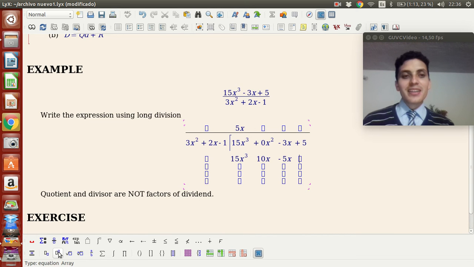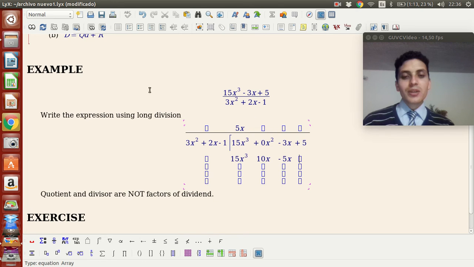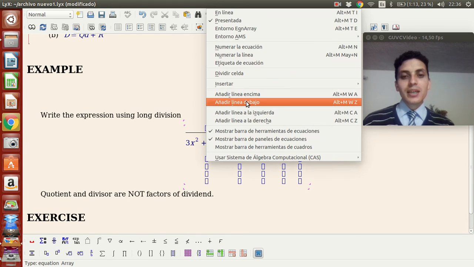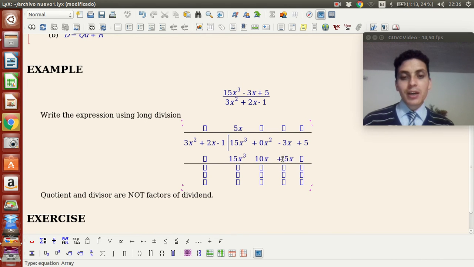Okay, the next step. So we're going to subtract this. To subtract this, I'm going to write a line. And remember that subtraction is just changing the signs of each term of the polynomial and then adding. So I'm going to change each sign. This negative becomes positive. Here there's a positive, becomes negative. And this positive becomes negative.